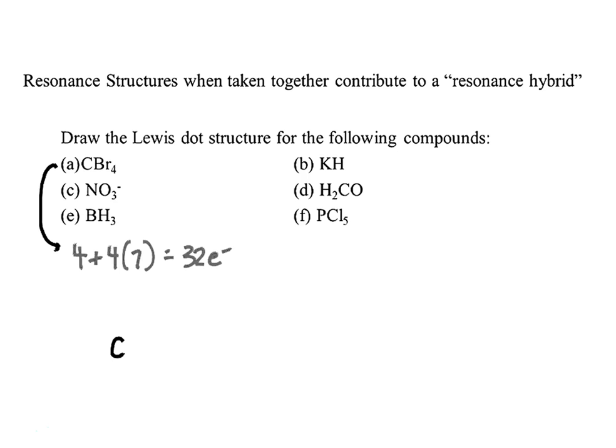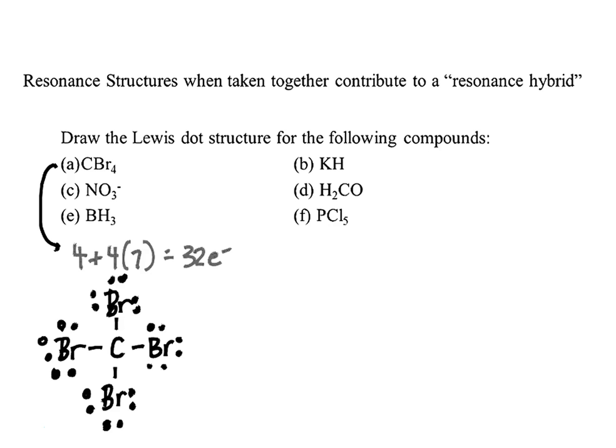Carbon has 4 valence electrons and each bromine has 7. That adds up to 32. Step 2, connect with single bonds. Step 3, we're going to add electrons until we get to 32. So far I've drawn 8. Now if I give each bromine 3 lone pairs and the carbon gets no lone pairs and I add these all up, I should get 32. And so this is actually the finished structure.